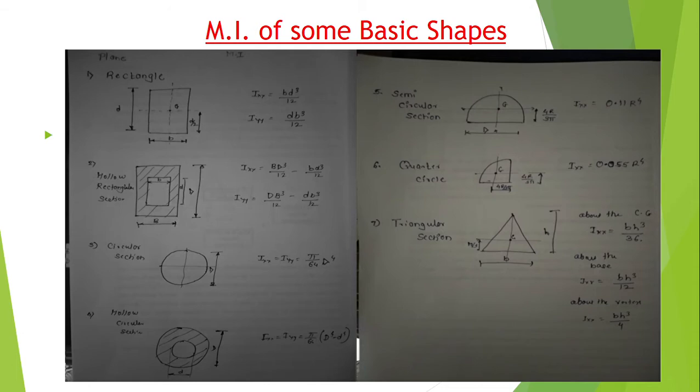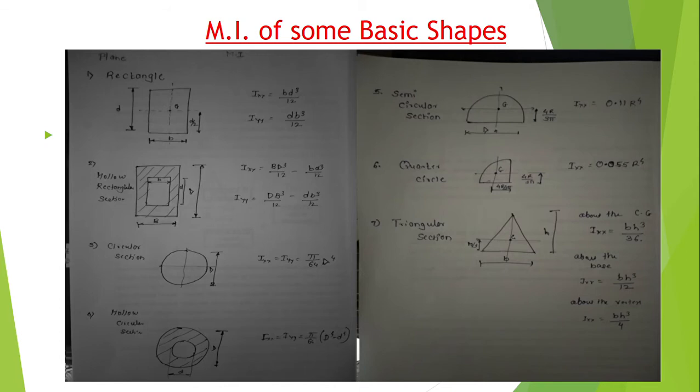The fifth one is semicircular section. Here the formula for Ixx is equal to 0.11 r raised to 4, and you have to keep in mind that the value of y-bar from the base will be 4r by 3 pi. The sixth section is quarter circle. For this quarter circle, the Ixx will be 0.055 into r raised to 4.